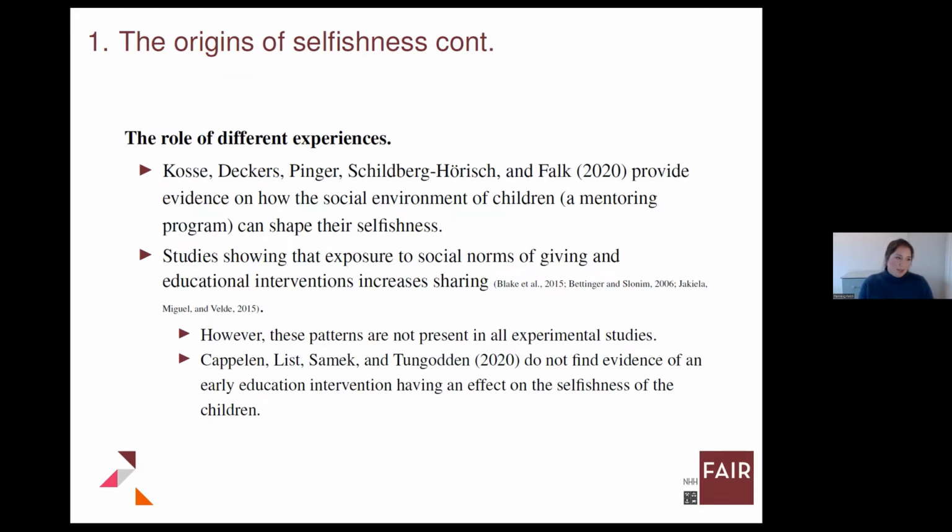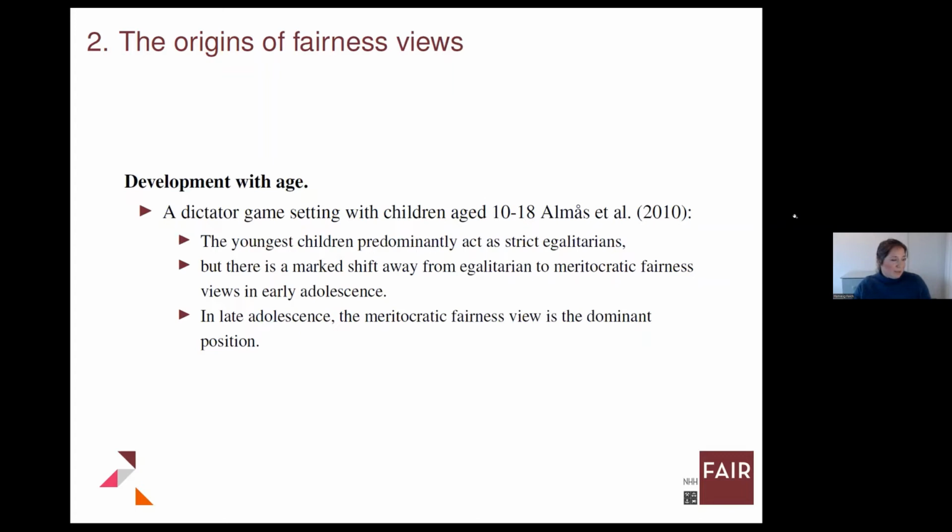A paper here from 2020 looks at being assigned to an early education program, really daycare, for 3 to 4 year olds. It doesn't seem to have an effect on selfishness. But what it does seem to affect is their fairness views. So that seems to be changed. And I'm going to go over to that part now.